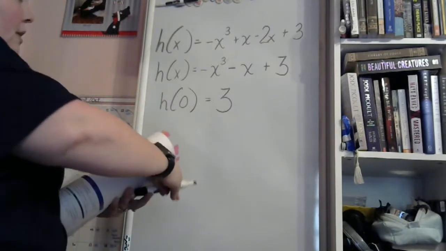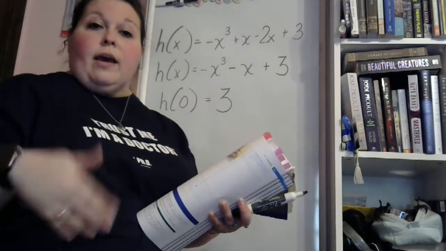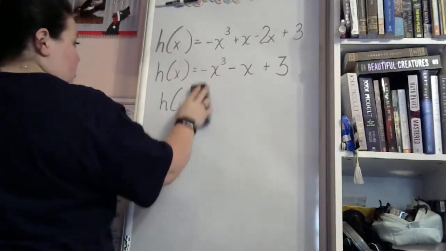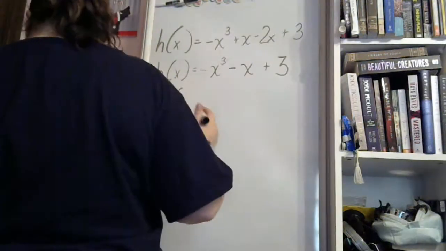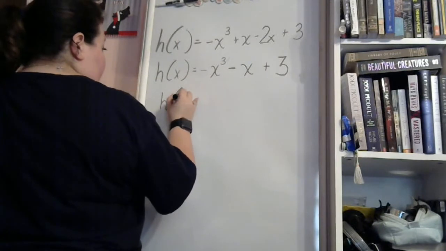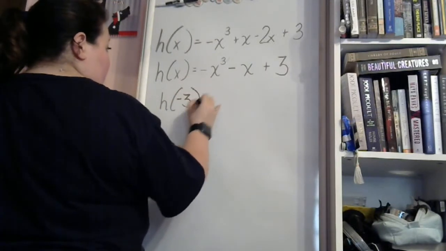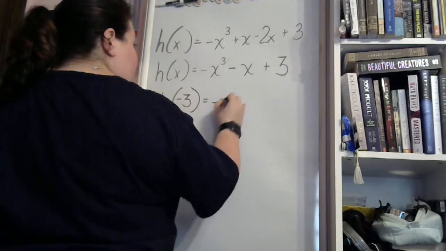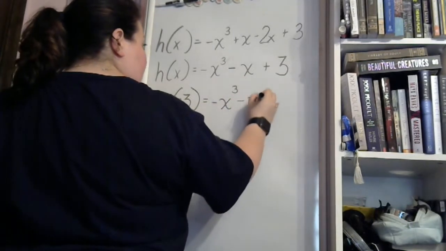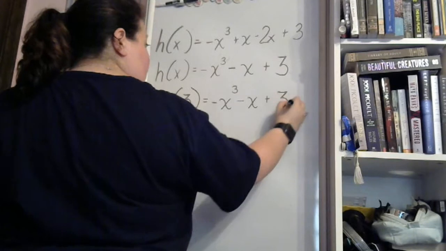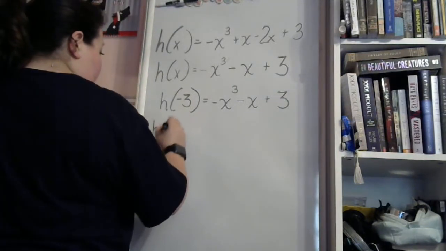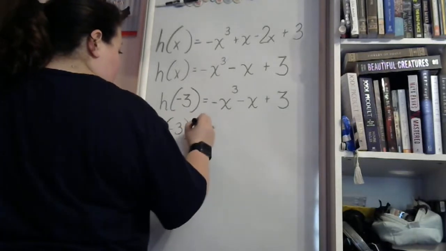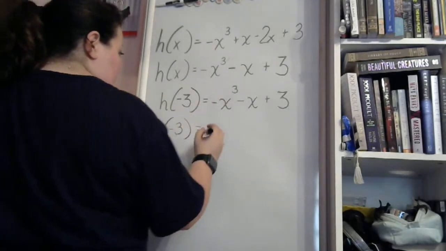Alright, so now let's scare you a little bit more and add more negatives into this. And let's do letter B of this. I don't want you to be scared, because there's no reason. You're okay. Alright, so h of negative 3 equals negative x to the third minus x plus 3. This is how you write this out initially. So we keep this h of negative 3, and now we plug it in.